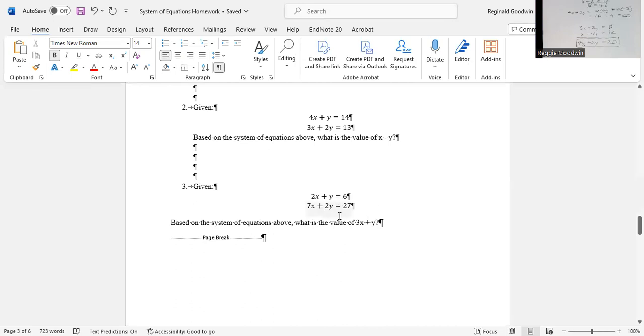The last one is going to be tricky because if you notice, if you add them, or even if you subtracted one from the other, you wouldn't necessarily get 3x plus y. So I want you to think about that.